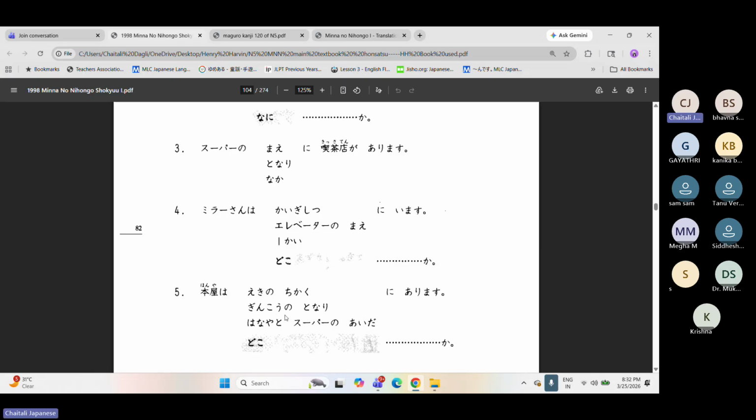Okay, let me take it the other way around. While reading this sentence, Supa no mae ni kissaten ga arimasu, what is the question which comes in your mind immediately after you read this sentence? What is there in front of the supermarket? What is there? The focus becomes your cafe or supermarket? Supermarket. No, your focus becomes coffee shop.